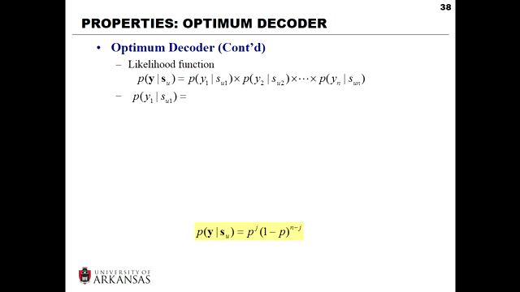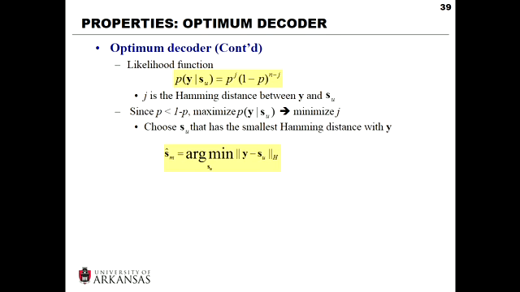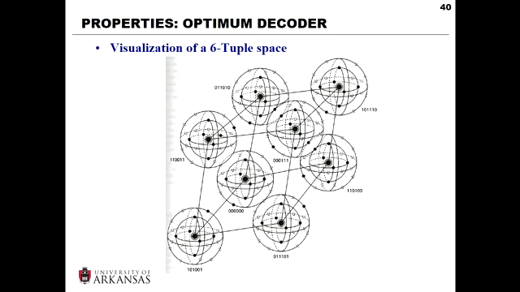So that's our optimum decoder. Since P is less than 1 minus P, I have exactly what I wrote there. So the optimum decoding is just to minimize the Hamming distance here. Okay? So that's the hard decoding. And that's a visualization of a 6-tuple space. So every single circle here is a possible 2 to the power of 6 sequence.